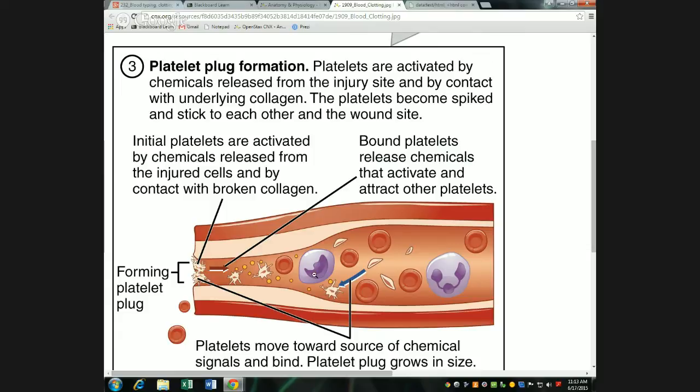This process is one of the very few positive feedback cycles that you have in your body. Okay. The platelet is activated. And once it's activated, it releases a chemical that will activate other platelets. And when those platelets are activated, they release a chemical that will activate other platelets, et cetera, et cetera.